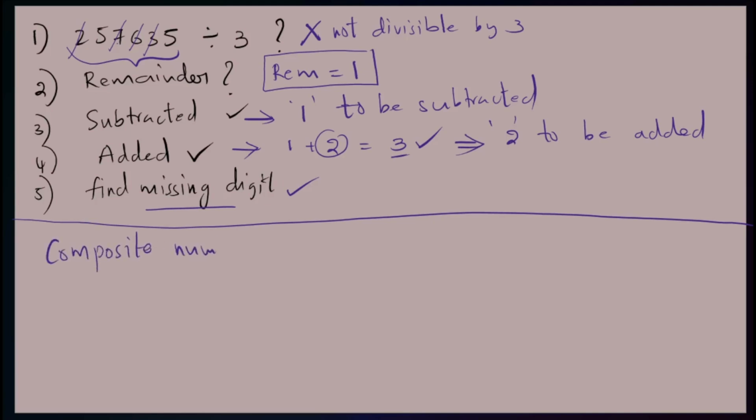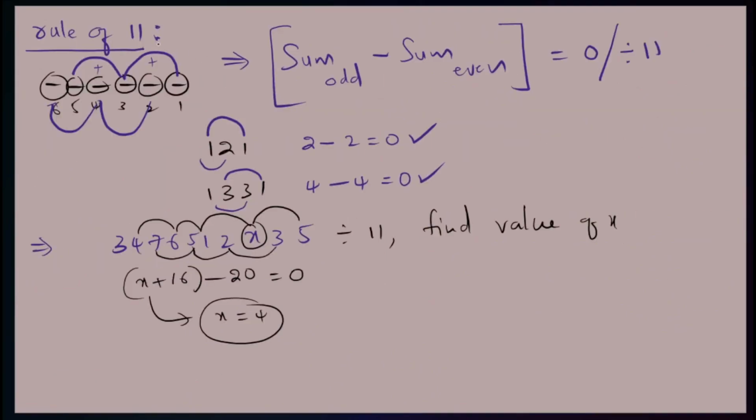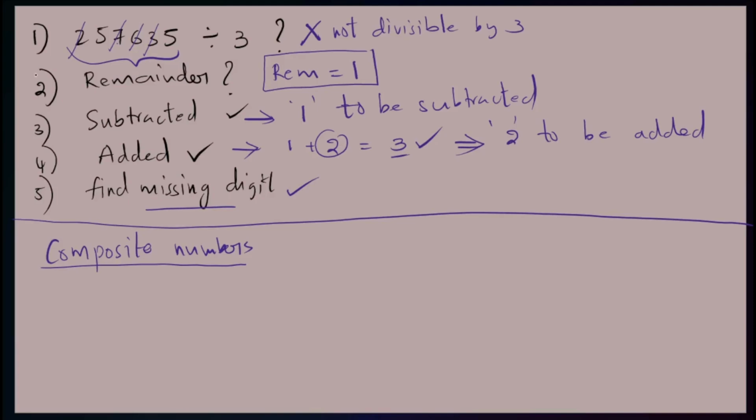Till now, we have learned the divisibility rule of prime numbers. This is 2 and its family, 3 and its family, 5, and then we went on to find the divisibility rule of 11, right? So we'll see how to find the divisibility rule of composite numbers.